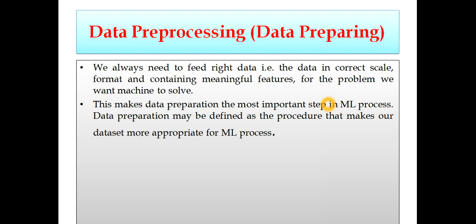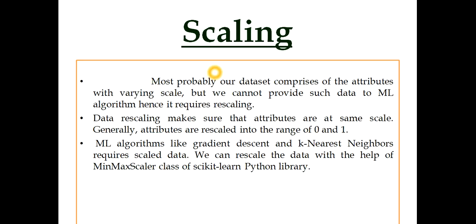As you know, when you feed the right data, the probability of getting the most accurate result becomes higher. So data preparation may be defined as the procedure that makes our data set more appropriate for the ML process. I think that's enough for the definition part. Now we have different types of data preprocessing techniques, and today we are going to deal with the first one, that is scaling.